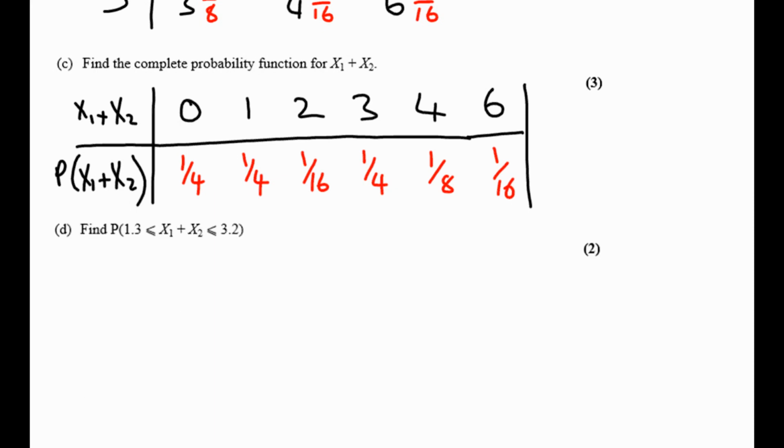Finally, we're asked to find the probability that x1 plus x2 is in between 1.3 and 3.2 inclusive. Straight away, I'm going to rewrite that. It can never equal 1.3. So if I'm looking for scores bigger than 1.3, I'm also looking for scores greater than or equal to 2. And if I'm looking for scores less than or equal to 3.2, I'm looking for scores less than or equal to 3. So I've immediately rewritten this probability statement using the available outcomes.